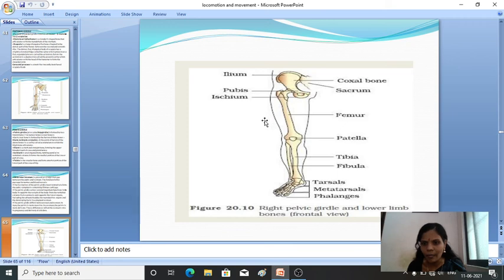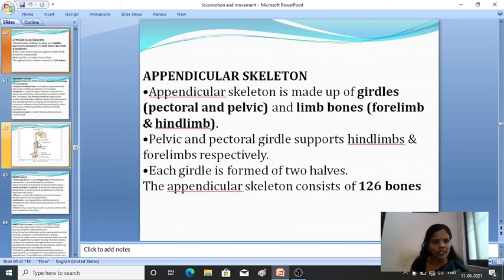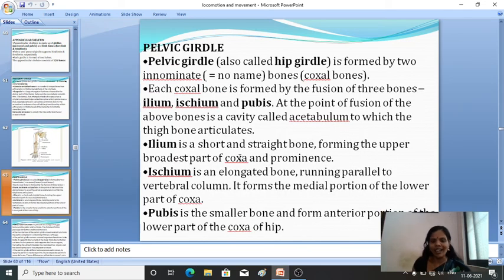So here you can see this is a coxal bone, and this is the ilium. What is the function of this ilium? It's a short and straight bone forming the upper broadest part of the coxa. The ischium is an elongated bone that runs parallel to the vertebral column, and it forms the median and the lower part. The pubis is a smaller bone and it forms the anterior portion and lower part of the coxa of the hip region.